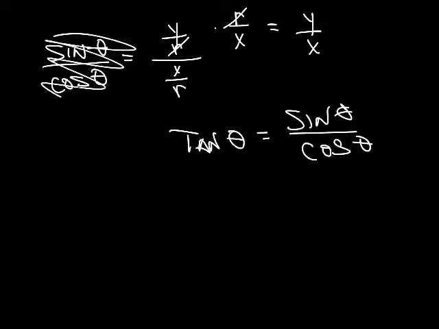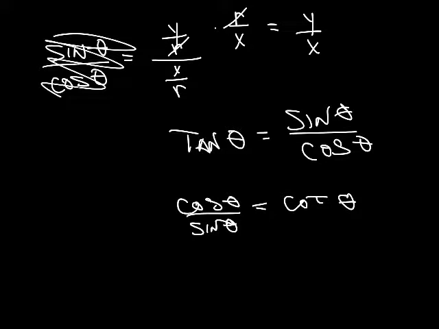And not only is sine of theta over cosine of theta tangent, but if we flip those and write it as cosine of theta over sine of theta, we get the cotangent of theta. So those are another couple identities that are good to have. So let's go ahead and look at example number 5.